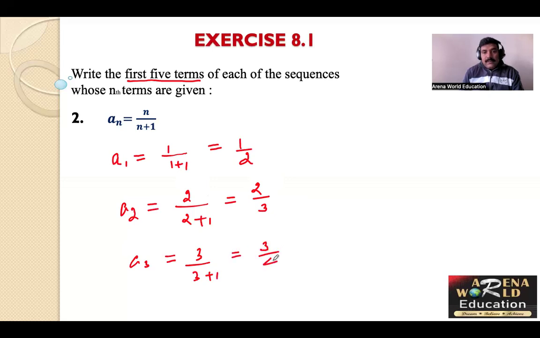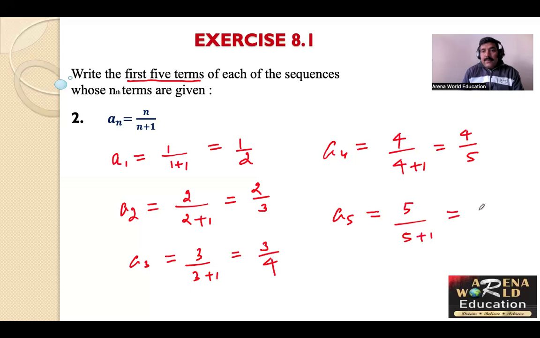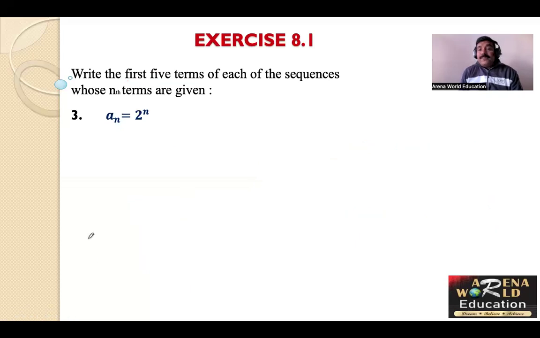So this will be 3 upon 4. So now coming to A4. A4 will be what? 4 upon 4 plus 1. So that will be 4 upon 5. So last is A5. So A5 will be 5 upon 5 plus 1. So that will be 5 upon 6. So in this way, you can find all the required 5 terms of this sequence. So now next question, third, same type going on.